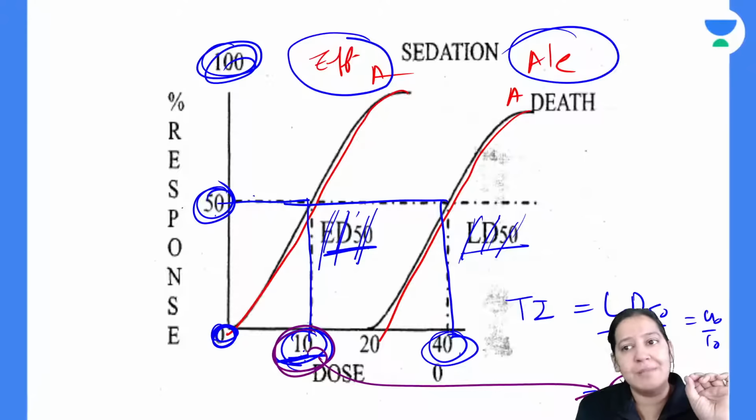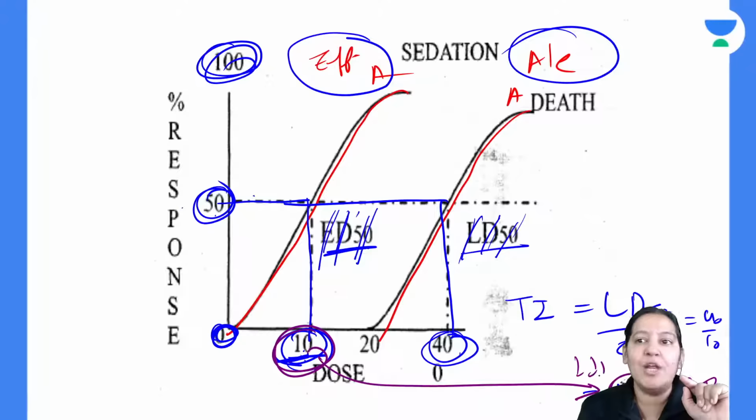So up to 4 times you are safe. So more is this value, safer you are. Less is this value, in danger you are.